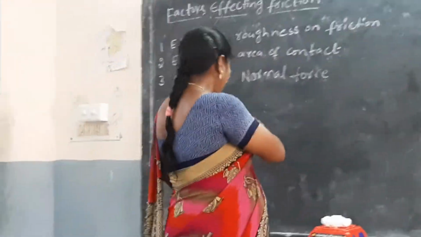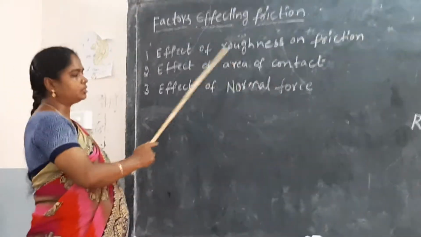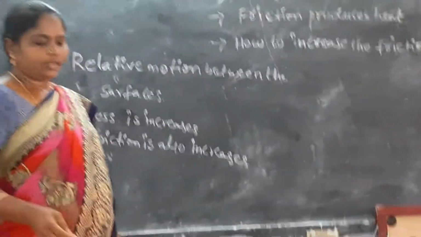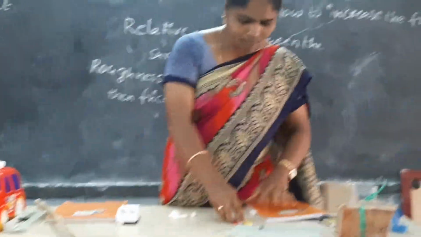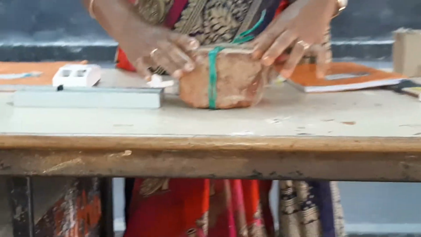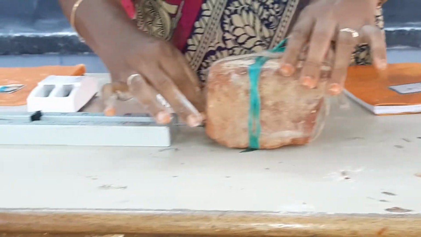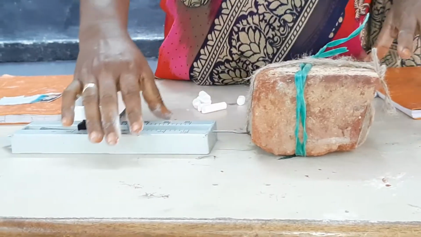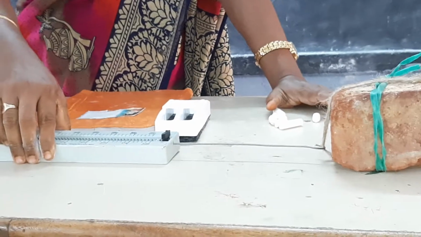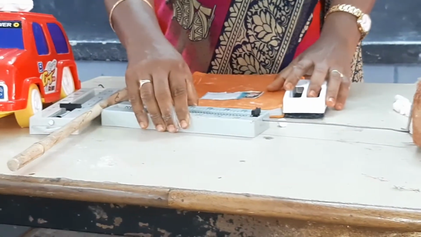Second one, effect of area of contact. See here, this is one brick, and this is the spring balance. The spring balance is tied to the brick, and we try to pull the brick.